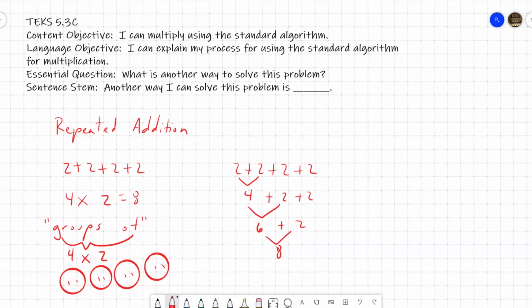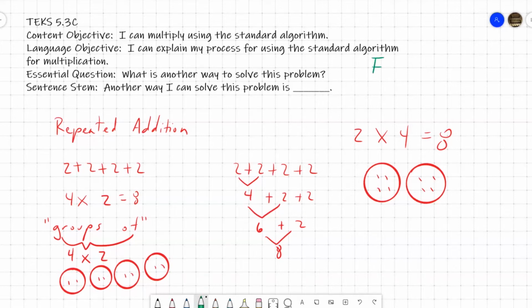Another thing that we know about multiplication is that 4 times 2 and 2 times 4 will get me the same product. So if I had 2 groups of 4 instead of 4 groups of 2, 1, 2, 3, 4, 5, 6, 7, 8, I still have 8 objects. So 2 groups of 4 and 4 groups of 2 are going to give me the same product, in this case 8. A couple of important vocabulary words that we need to know are factor and product.